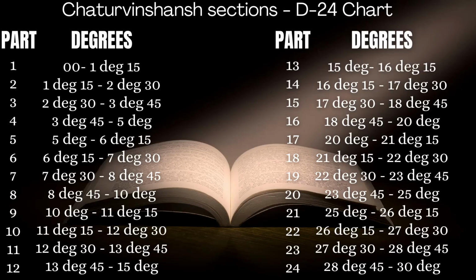So this is something, friends, which I wanted to say as a part of my inputs on this concept of the D-24 chart, which plays a very pivotal role in determining someone's intelligence, educational pursuit, and academic accomplishments.